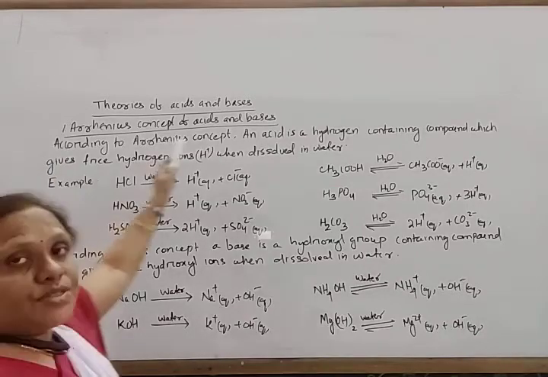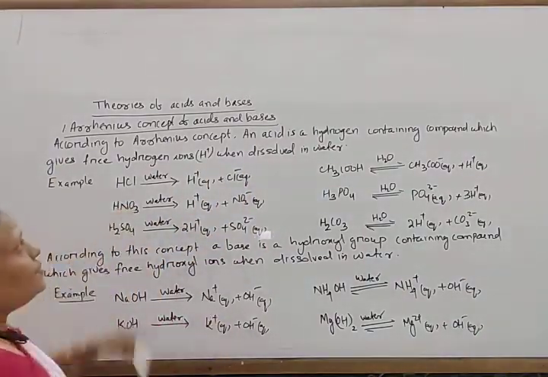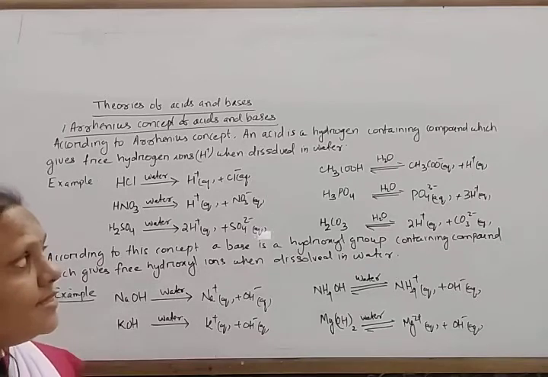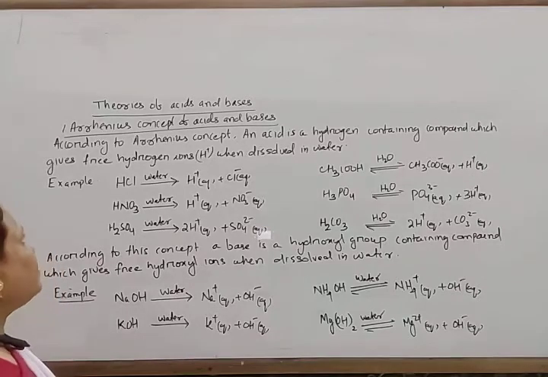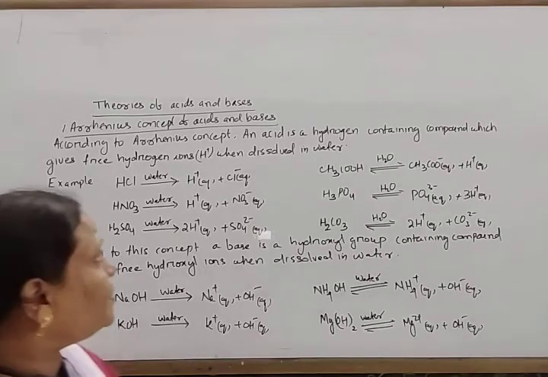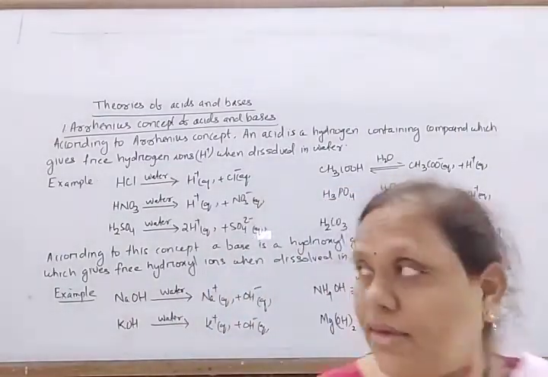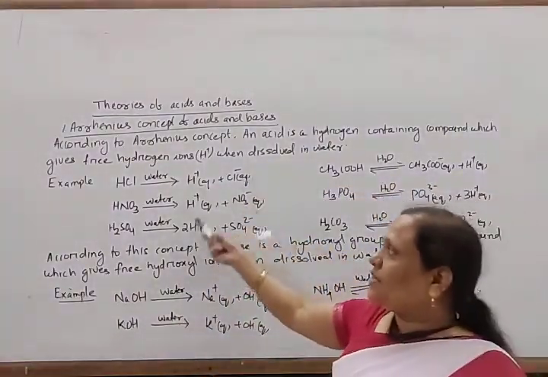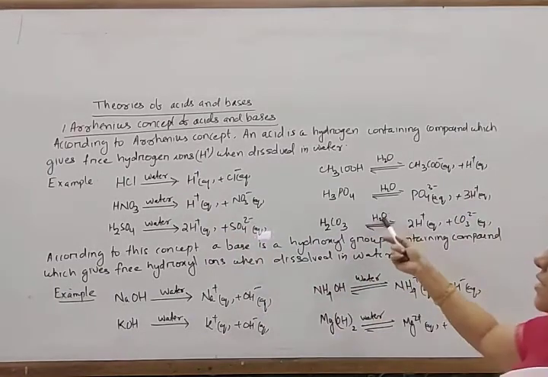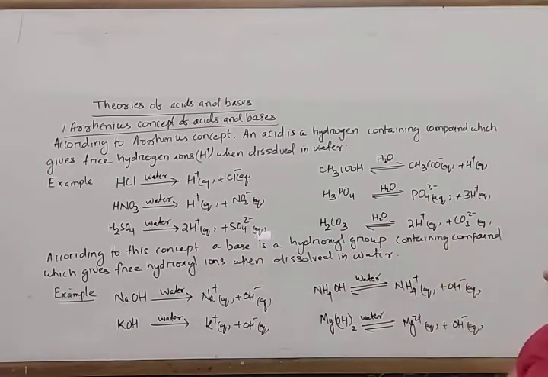So, Arrhenius theory of acids and bases. According to the Arrhenius concept, an acid is a hydrogen-containing compound which gives free hydrogen ions when dissolved in water. Some examples are given. This is for strong acids and this is for examples of weak acids.